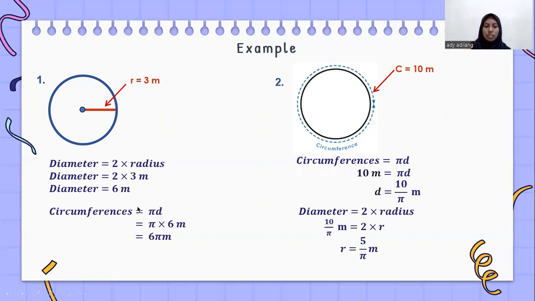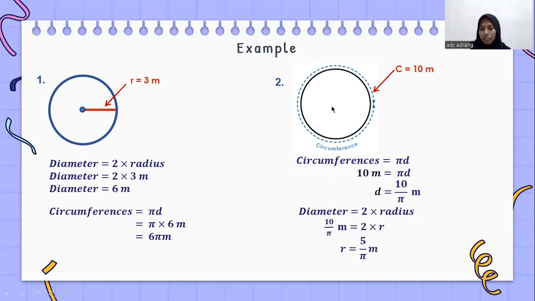Next, circumference. To find the circumference, since we already have the diameter, we're just going to multiply pi and the diameter. So pi times the value of the diameter, which is 6 meters. So circumference is equal to 6 pi meters.